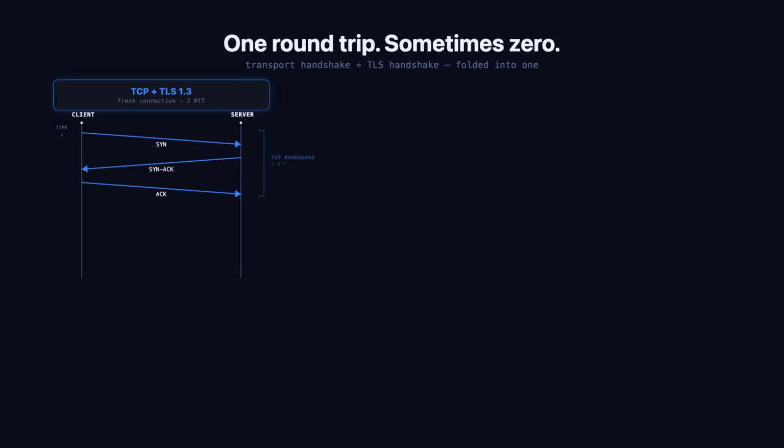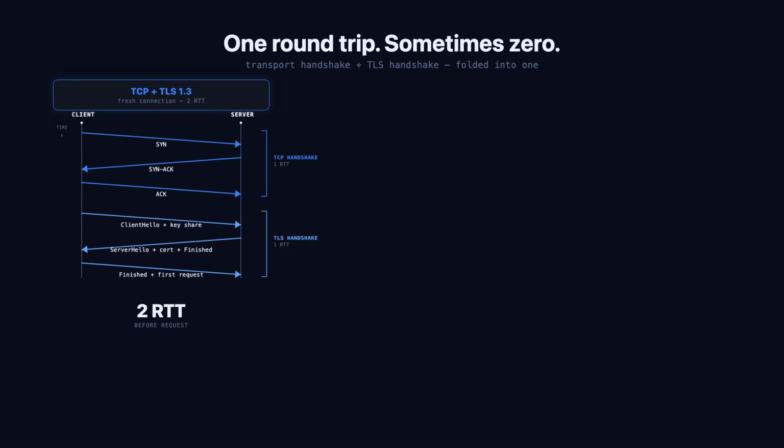The first thing QUIC fixes is the handshake. A fresh HTTPS connection takes 2 round trips before your first byte of real data leaves your laptop. The TCP 3-way handshake costs 1. Then TLS 1.3 costs another. The client sends its hello with a key share. The server replies with its own key share and a certificate, and now both sides have a shared secret. After all that, your browser can finally send the actual HTTP request.